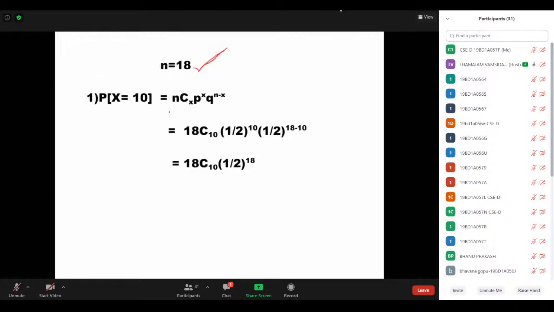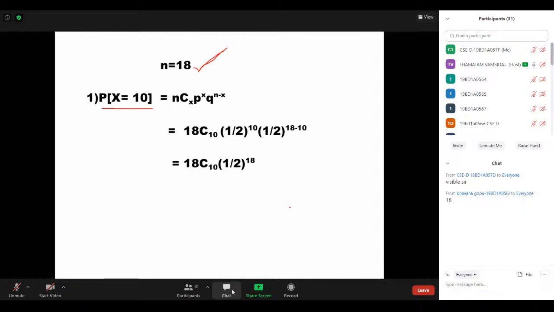Now the first question is the probability that exactly 10 students are good in mathematics. The notation is probability of X equals 10. We know the binomial distribution formula, nCx into p power x into q power n minus x. We know all these values, so substitute them in this one.